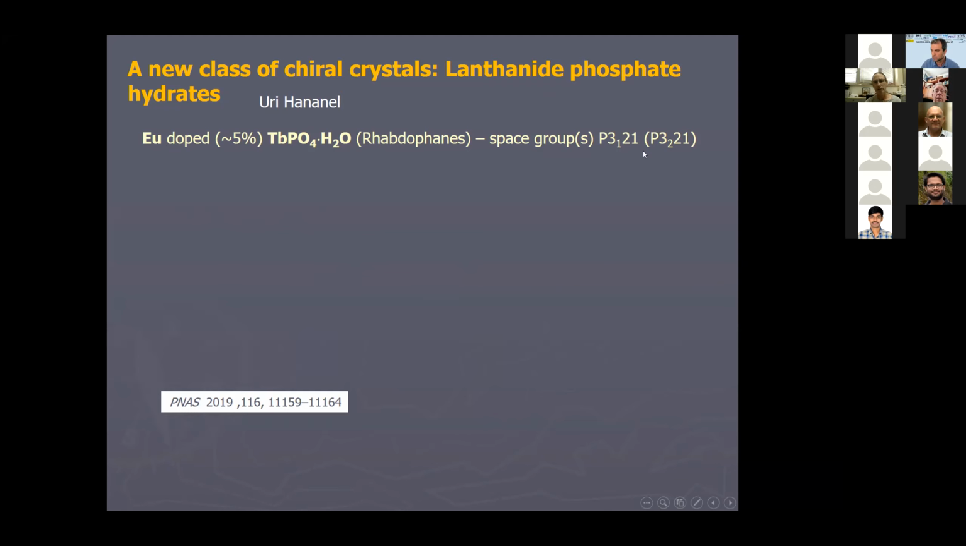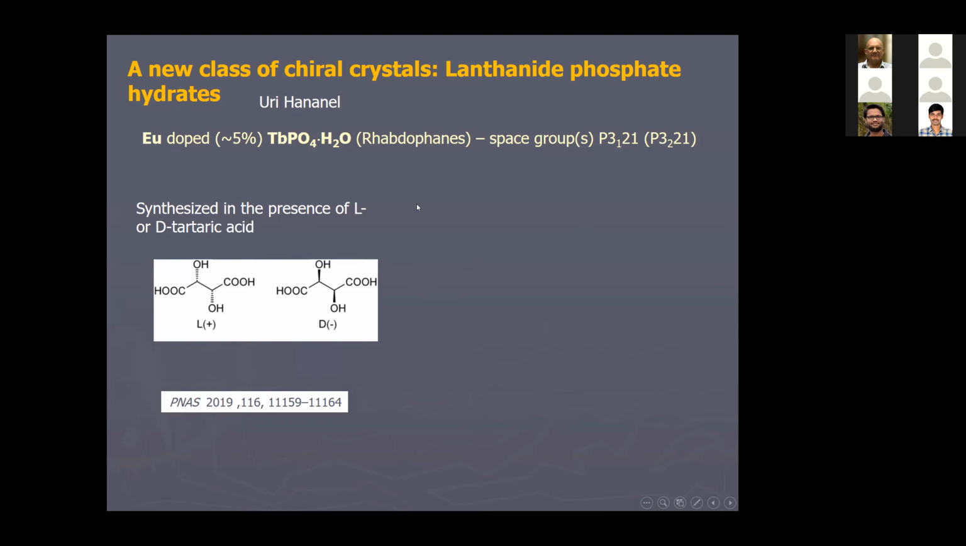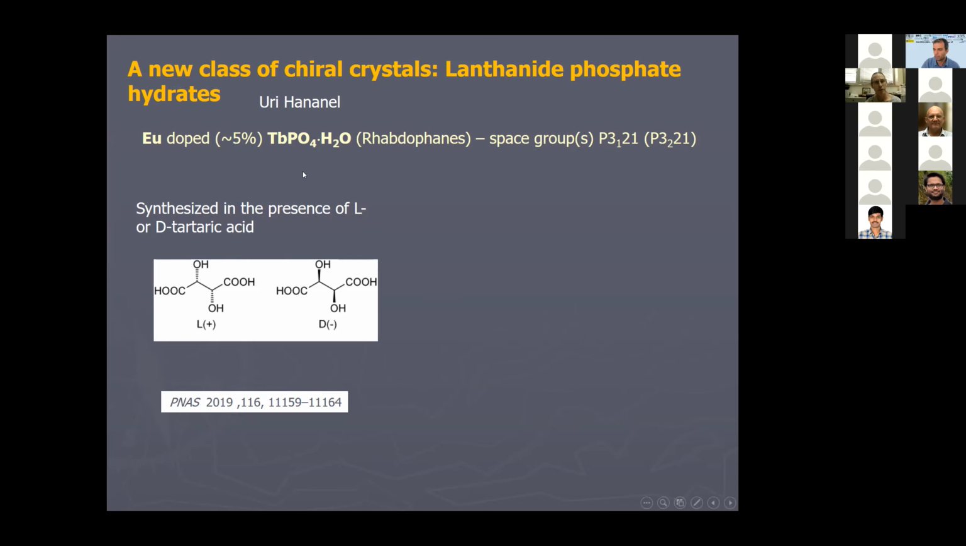They crystallize in the same space group as quartz. And the idea was, let's try to use some chiral molecules in the synthesis of the nanocrystals to try to affect the handedness of the formed crystals. So we needed to choose some molecules that we know should interact strongly with the components of the crystal. So we chose tartaric acid, the same molecule that Pasteur used, because it has these carboxylate groups that like to complex strongly with these trivalent lanthanide ions.